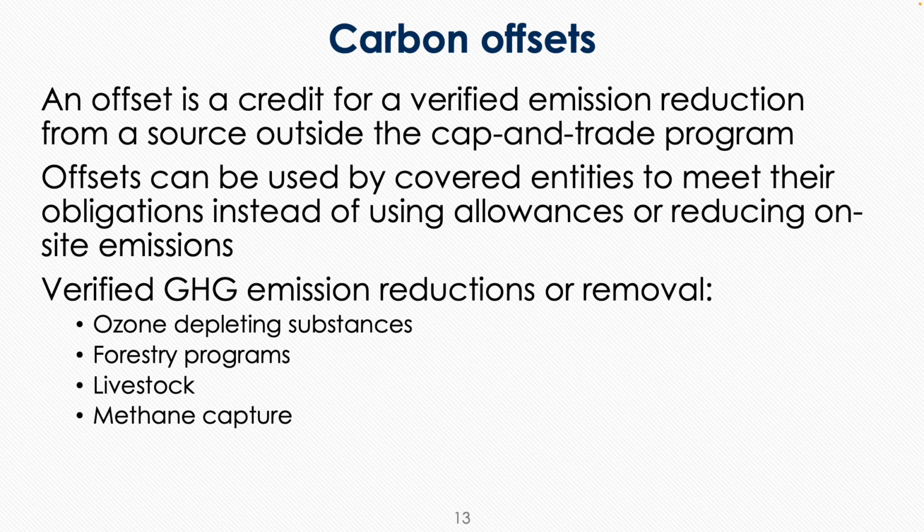Okay, offsets, carbon offsets. So this is a credit for a verified emissions reduction from a source outside of the program. Offsets can be used by covered entities to meet their obligations instead of using allowances. Livestock, for example, isn't included under cap and trade, but if you reduce your carbon via a livestock program, you could count that as opposed to buying an allowance to reduce your carbon emissions. Livestock is the one that a lot of people have talked about because livestock produce a lot of methane emissions, which is a particularly bad greenhouse gas. It's like 30 times the effect of an equivalent amount of CO2.